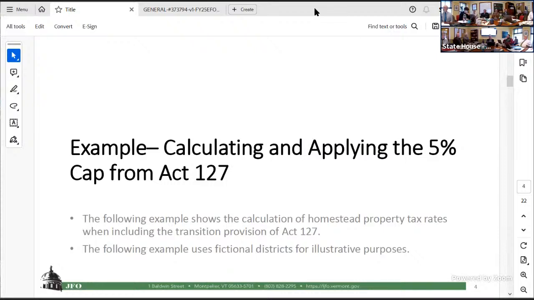So first, we're going to start talking about calculating and applying the 5% cap. We'll walk through the calculation of homestead property tax rates when including the transition provision, and see how the CLA is applied. And yes, this is using fictional districts.